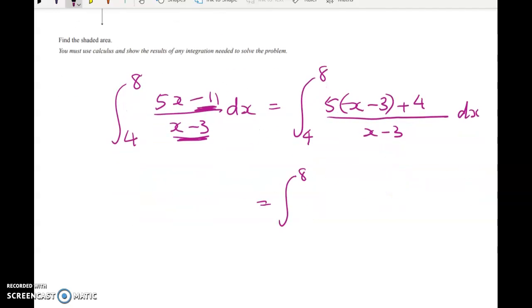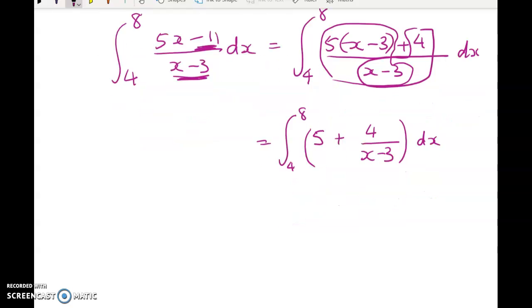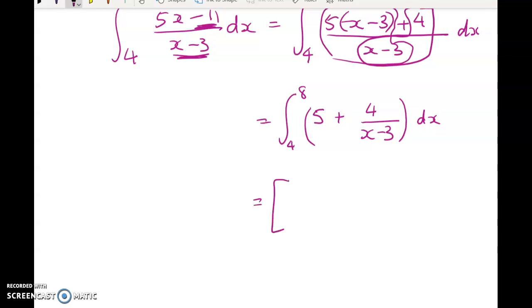So now what we've got is the integral from 4 to 8 of just 5 plus 4 over x minus 3 dx. And that's very straightforward to integrate. That gives me 5x plus 4 times the natural log of the absolute value of x minus 3. So just check that this has a derivative of 1, so we don't need to make any adjustments. And it's fine, right? So we just have our plus 4 sitting here, and that's all there is to it.